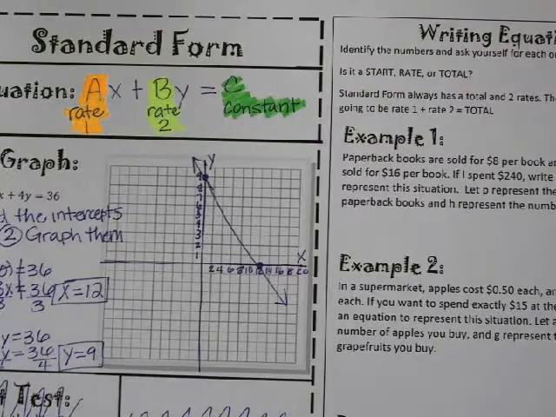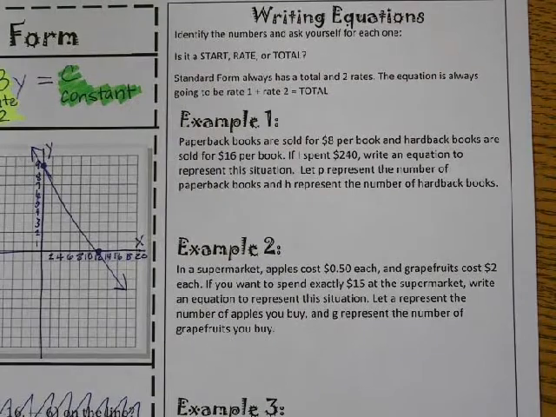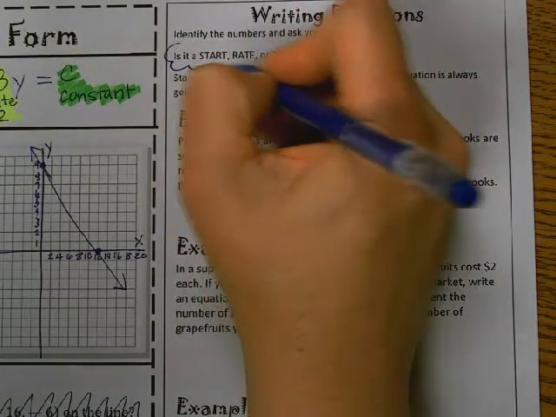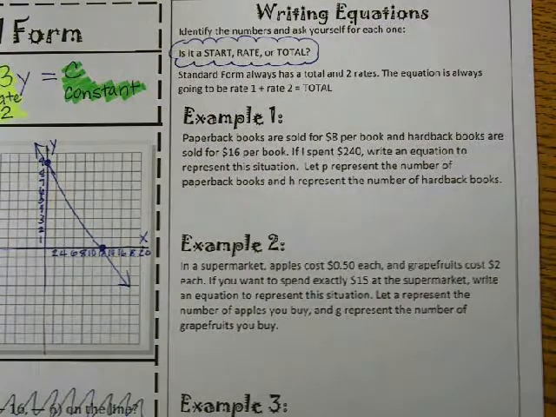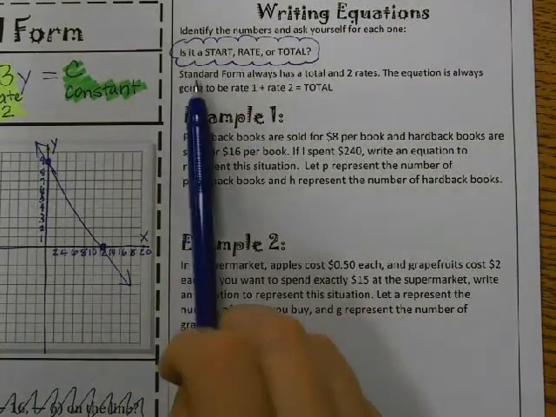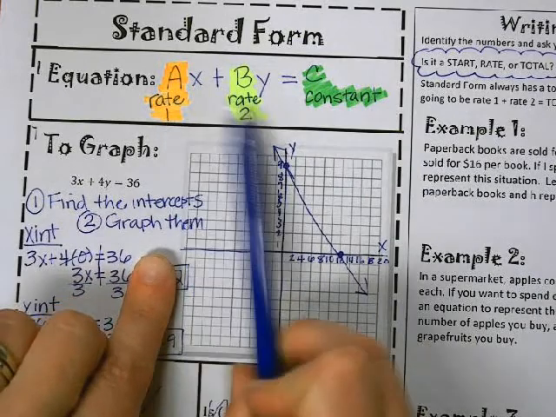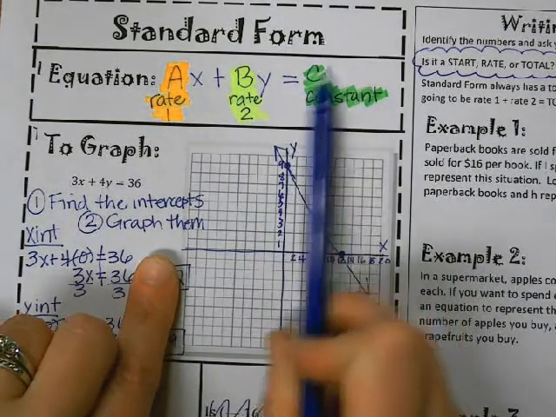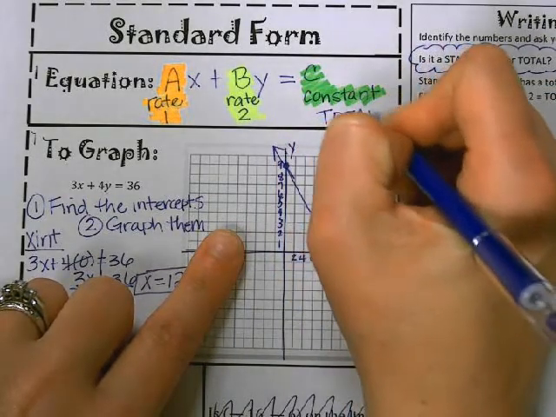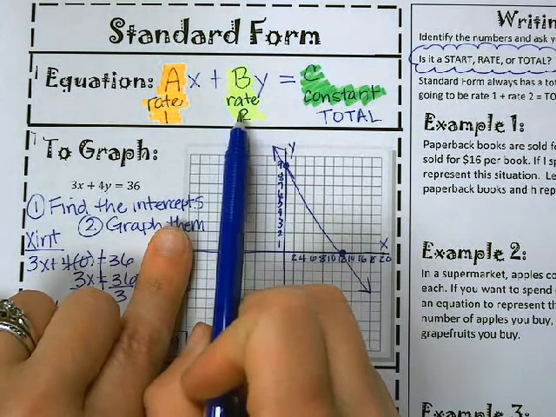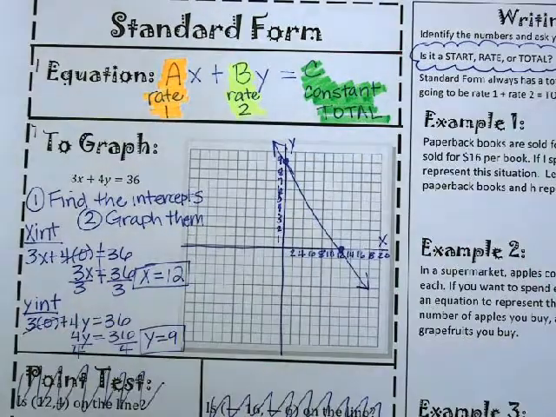When we're writing equations, it's important for us to think about whether or not we have a start, a rate, or a total. So when we write equations, we have to look at each of the numbers that we're seeing, and we have to decide which one of those it is. Standard form always has 2 rates. We even wrote it over here: rate 1 and rate 2. And standard form always has a constant, and really this constant is always going to be a total. If we are talking about rate 1 plus rate 2, then we're going to end up with a total in the end. So this constant is always going to be a total.